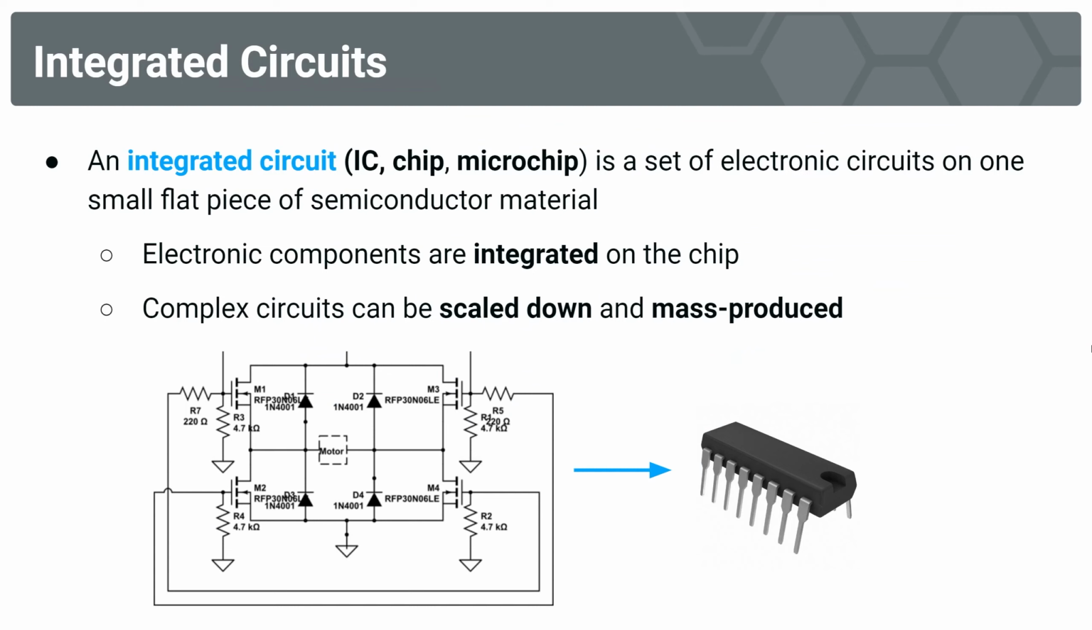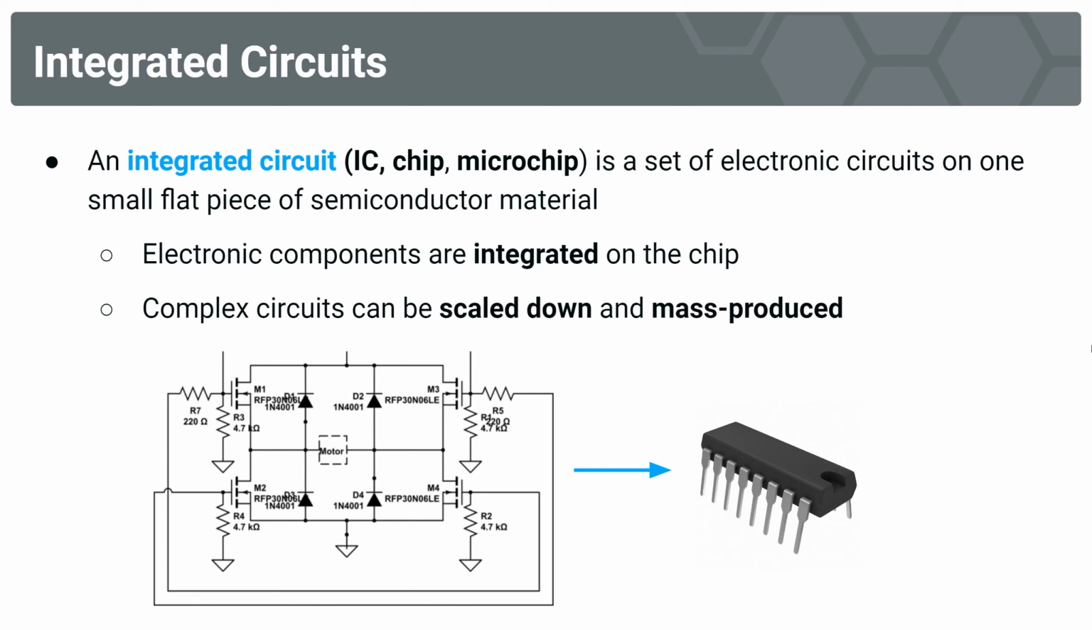An integrated circuit, or IC, chip, microchip, they're all the same. It's a set of electronic circuits that are laid out on one small flat piece of semiconductor material. Now, the electronic components are integrated on the chip. That's where the term integrated in integrated circuit comes from.